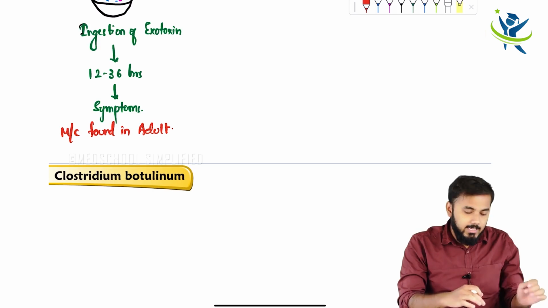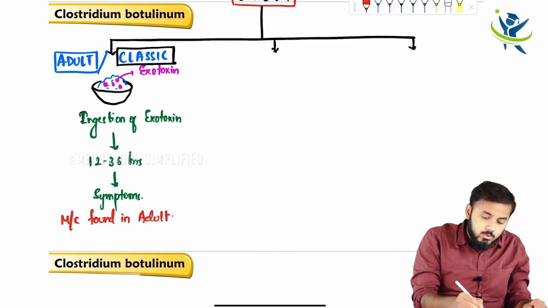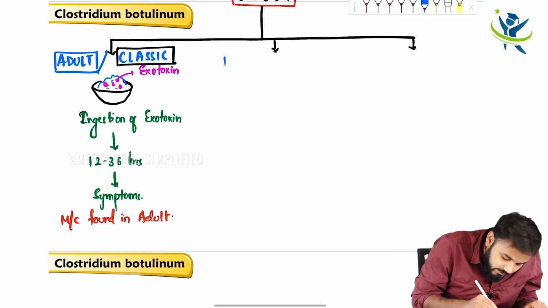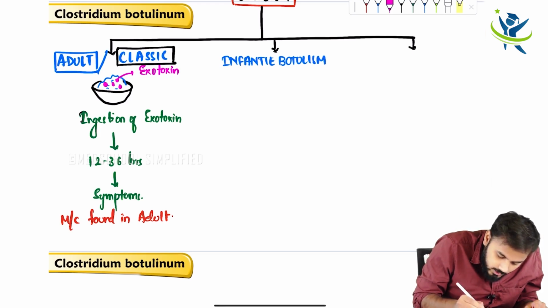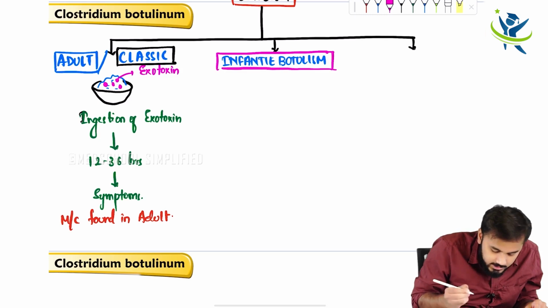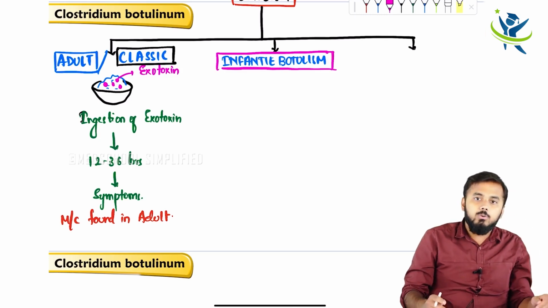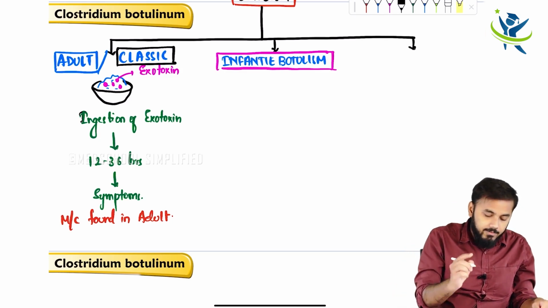Now let us enter into the next type. In this next type, if botulism affects the infants, what do you call it? You call it infantile botulism. If the botulism affects the children, that is the newborn, you call it infantile botulism. Right. Now, listen very carefully.